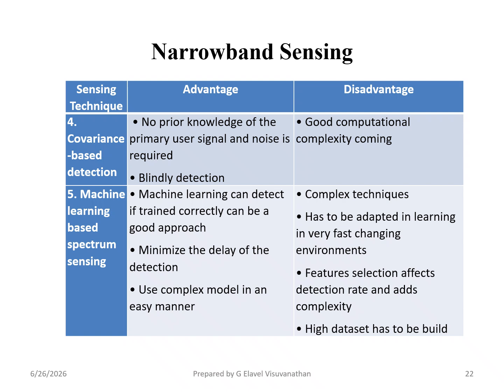Machine learning based spectrum sensing. If trained correctly, machine learning can detect well and result in a good approach. It minimizes the delay of detection and uses complex models in an easy manner. Disadvantage: the complex technique has to adapt to learning in a fast changing environment, and feature selection affects the detection rate and adds complexity. A large data set has to be built. So this will be a disadvantage.